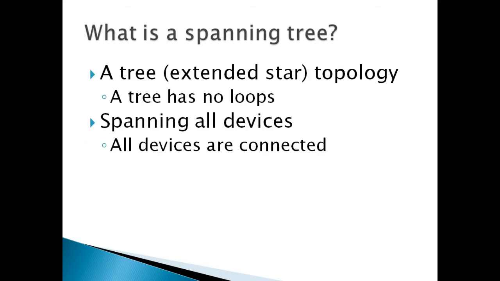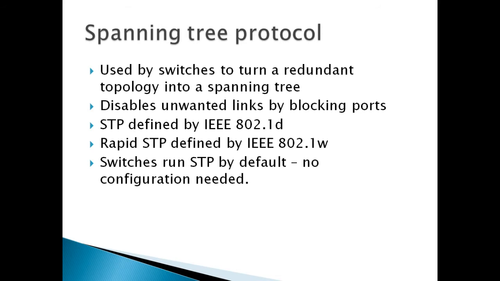What is a spanning tree? A tree, an extended star topology. A tree has no loops, spanning all devices. All devices are connected. Spanning Tree Protocol is used by switches to turn a redundant topology into a spanning tree. It disables unwanted links by blocking ports.